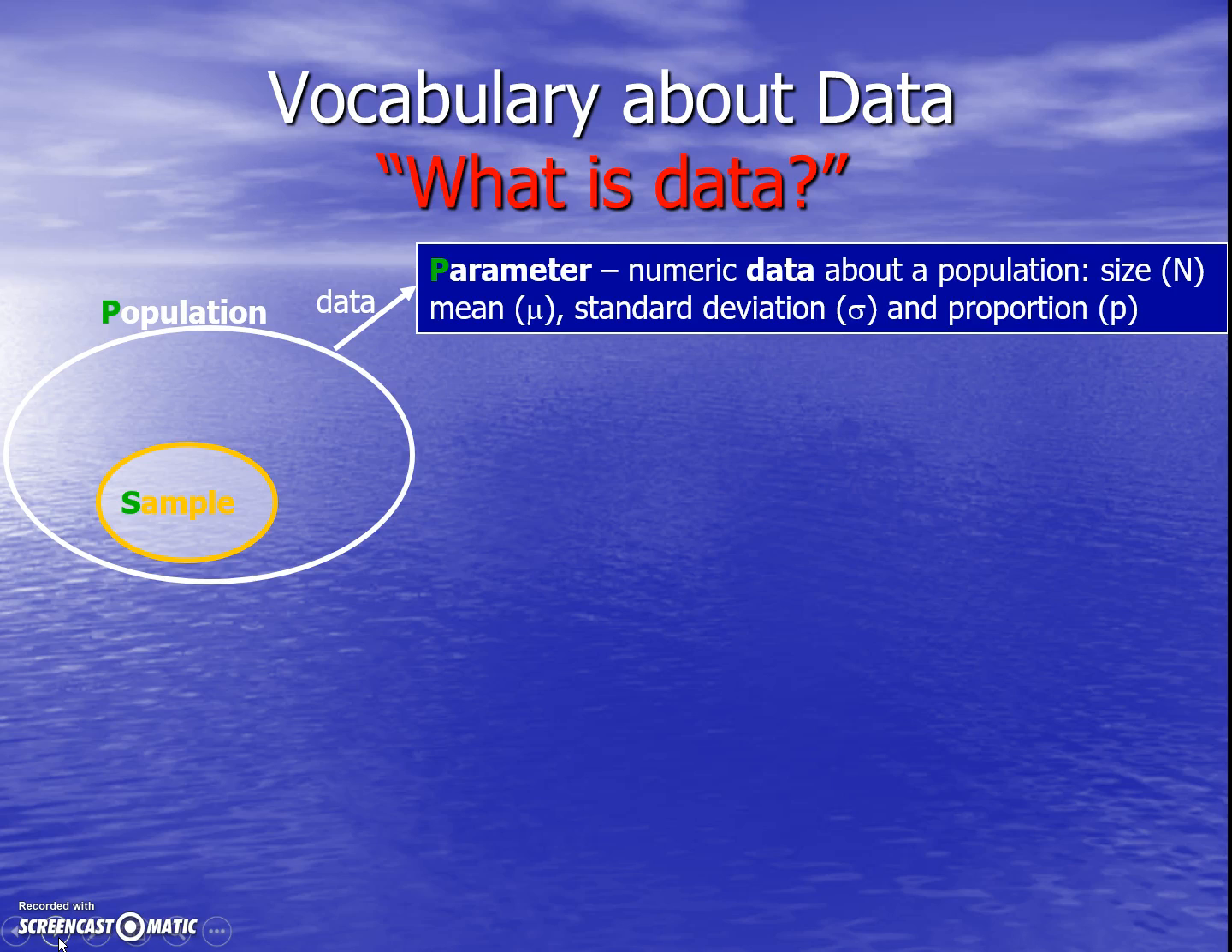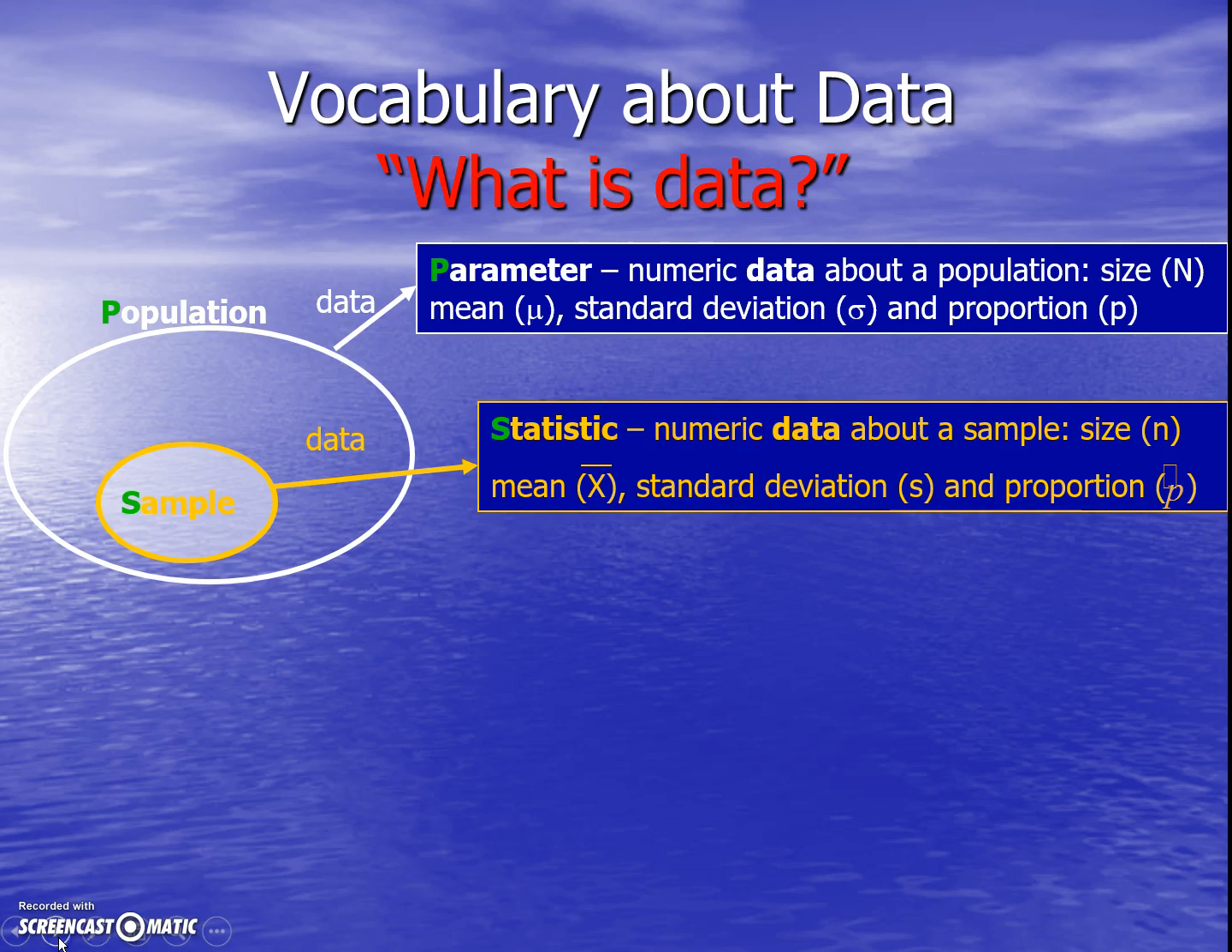Notice that the P's, population and parameter, both start with P. That's helpful for us to remember which one goes with which. The symbols that we use are capital N for the population size. The mean is designated by mu, and the standard deviation is given by that symbol, which I can never remember the name of. And the proportion is labeled with a P.